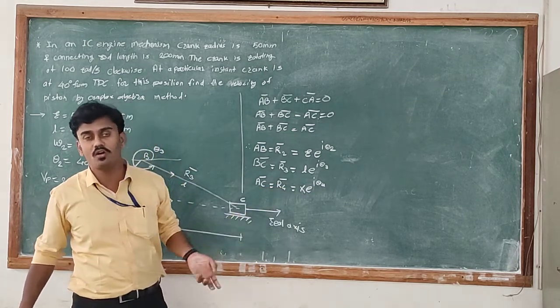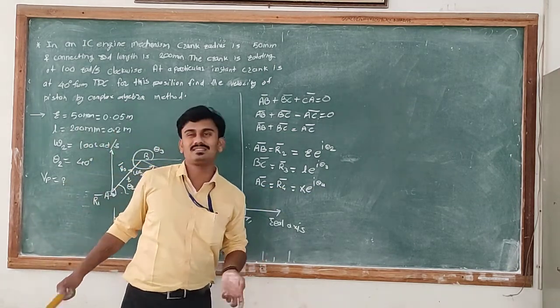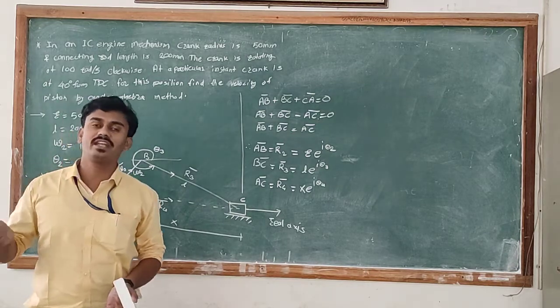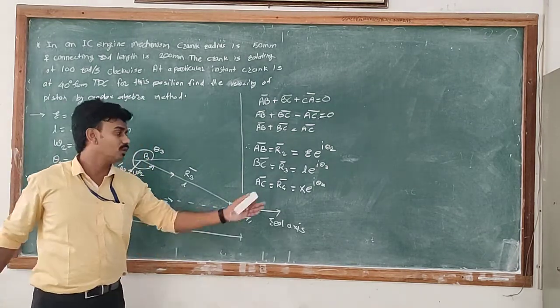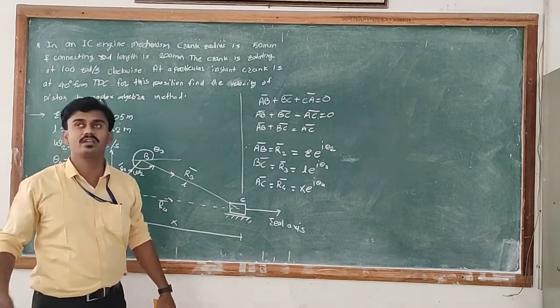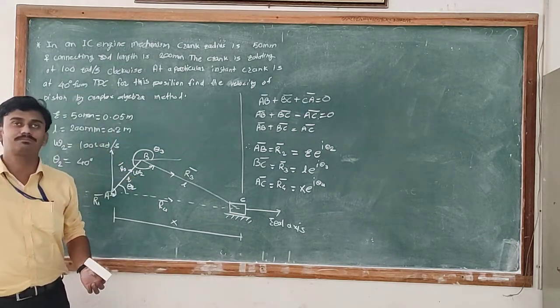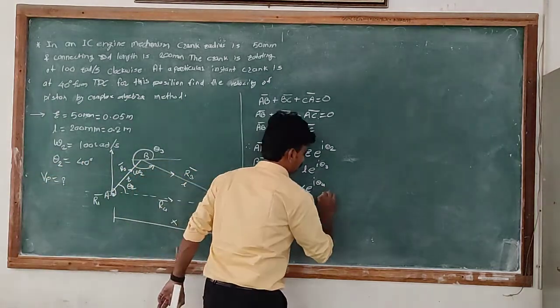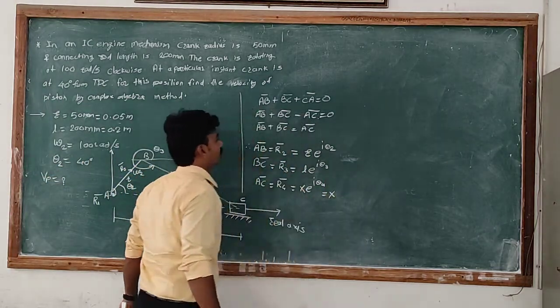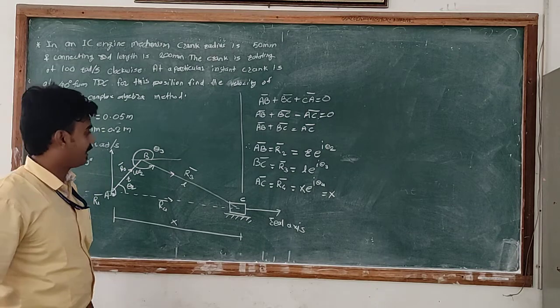If we put theta 4 equal to 0, we will get e raised to 0. And what is the value of any number raised to the power 0? If we take any number, say 2, and take its power at 0, then its value is equal to 1. Therefore, this is equal to x.